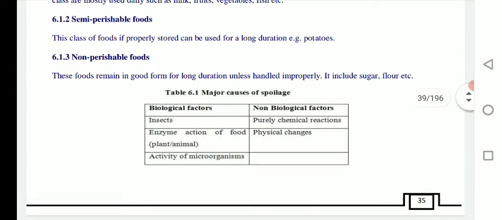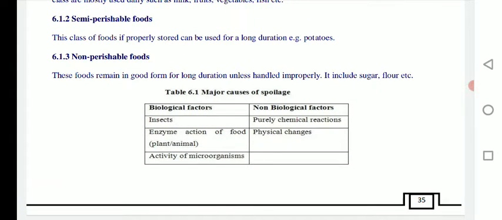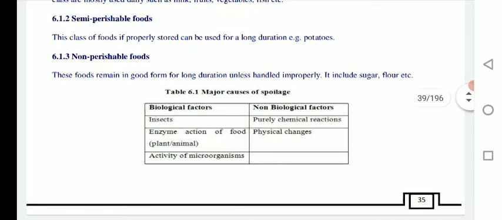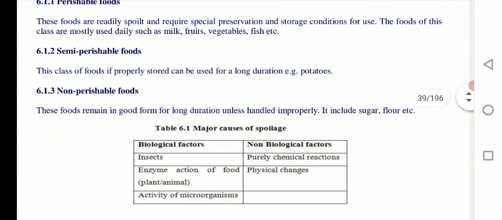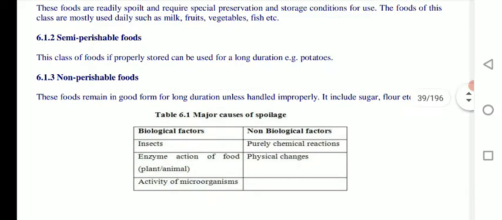So this is table 6.1, showing major causes of spoilage. There are biological factors as well as non-biological factors causing spoilage of food. In the case of biological factors, food is spoiled by different types of insects.